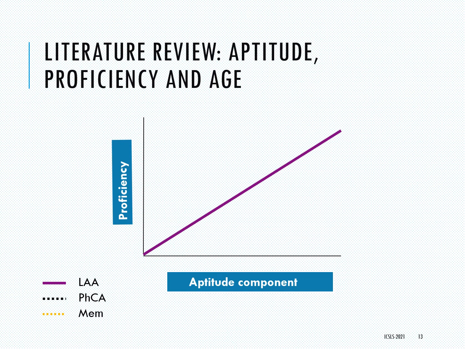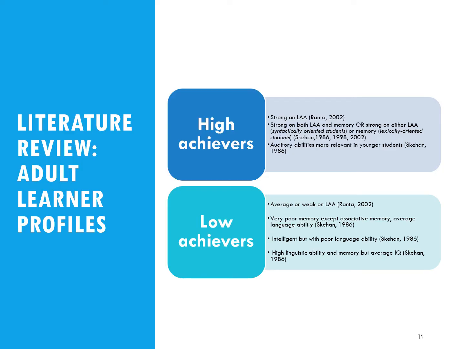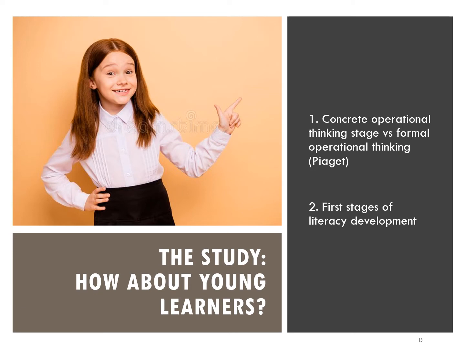One must not forget, though, that these abilities are believed to change not only with age, but also as proficiency grows. Thus, it has been found that in adults, high achievers are those who are strong on language analytic abilities, or strong on both language analytic abilities and memory, or on either of the two, while auditory abilities seem to be more relevant in younger students. In contrast, low achievers have average or weak language analytic abilities, have very poor memory, though might have decent IQs, and might have high linguistic ability and memory, but average IQ. The question is then, what about young learners who have not reached full cognitive maturity and who are also developing their literacy skills?